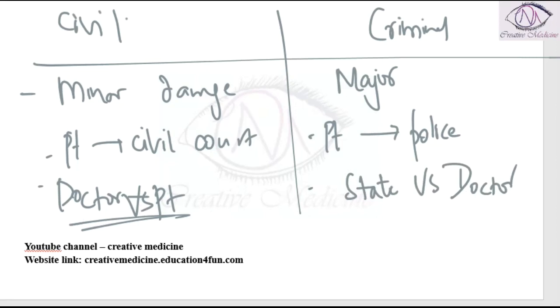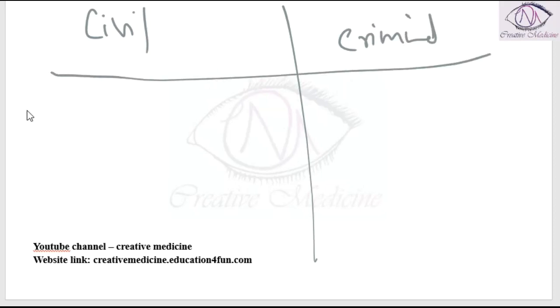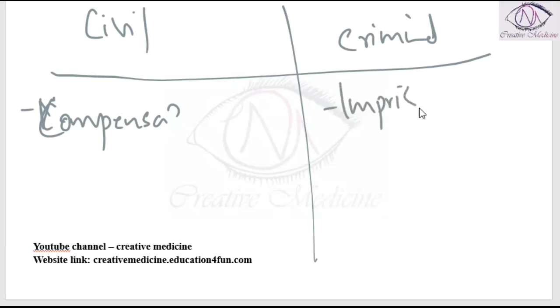Action of court. If there is civil negligence, we ask the court to direct the doctor to pay compensation to the patient. If there is criminal negligence, then the court might imprison the doctor, or the court might put a fine, or both.